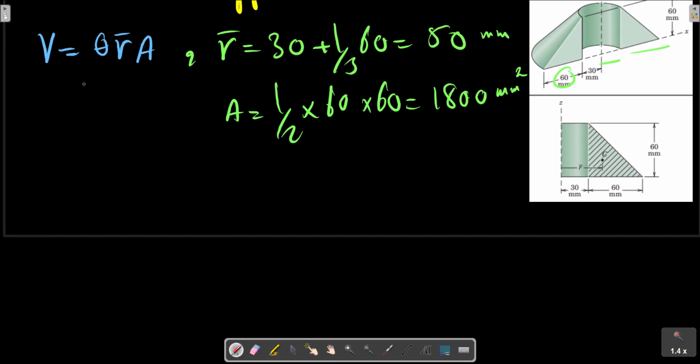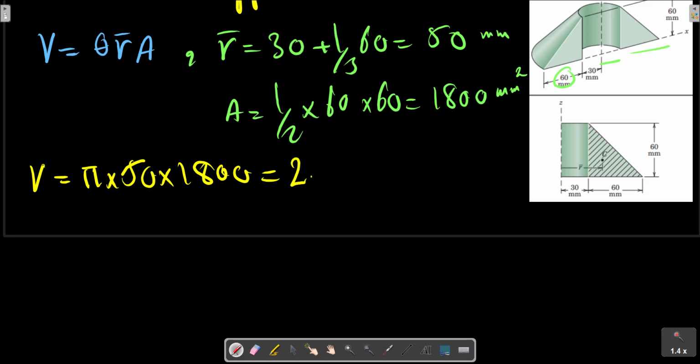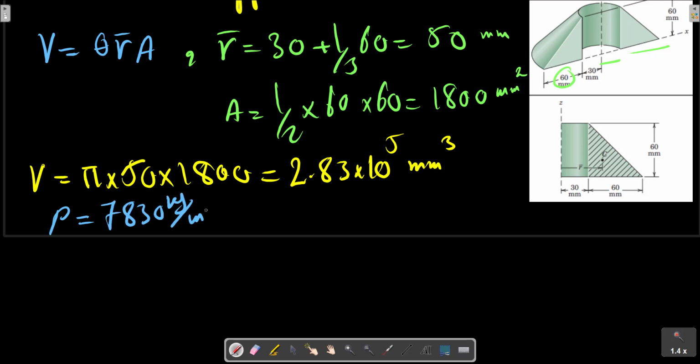The volume, theta is pi, multiplied by 50, multiplied by 1 mm³. The density of steel is 1 kg/m³.